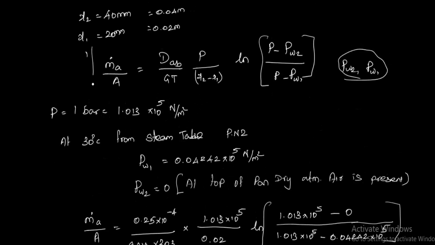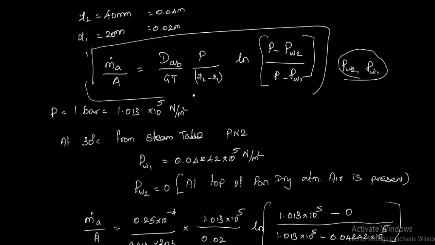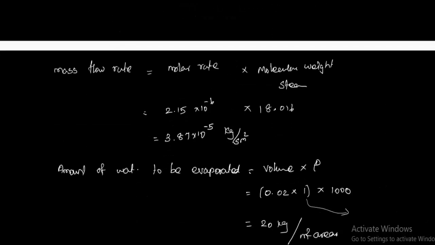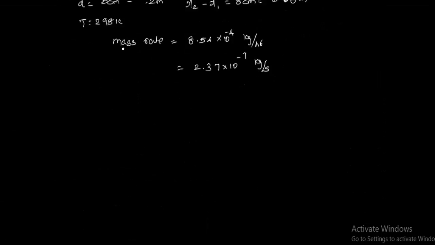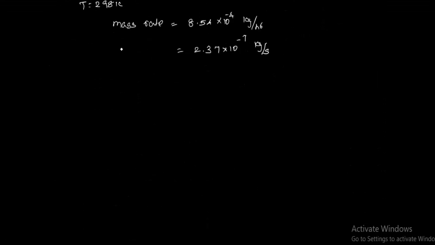You have to use this formula, right? From this formula you have to find out the DAB value. To know this value, you have to know M dot A divided by A. Now you know the value of mass rate. From the mass rate, you can find out the molar rate. So mass rate is equal to molar rate into molecular weight M.